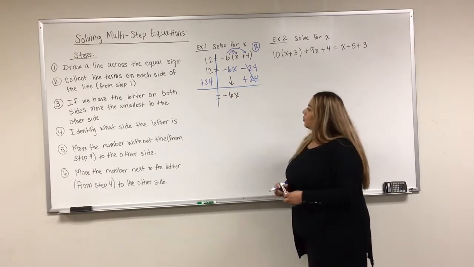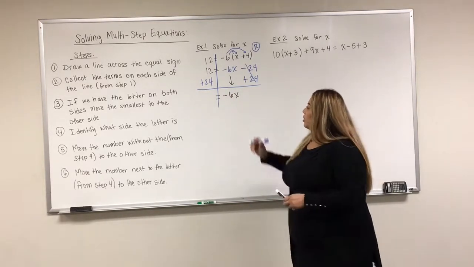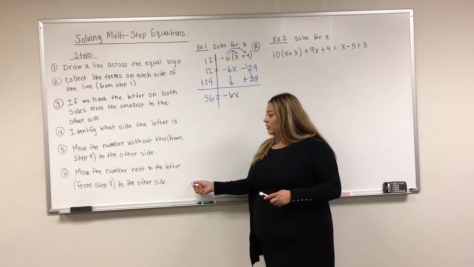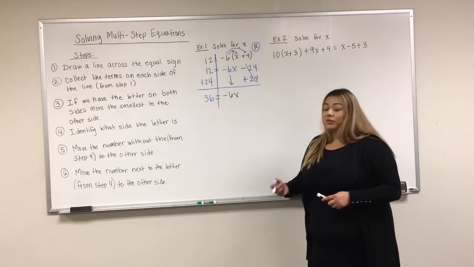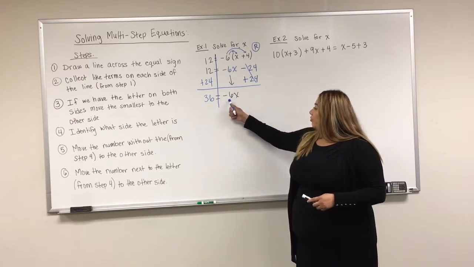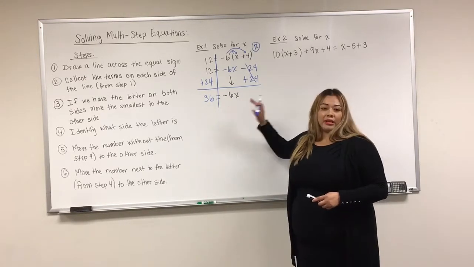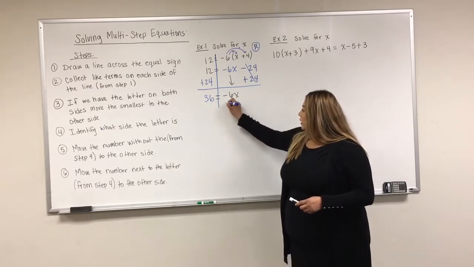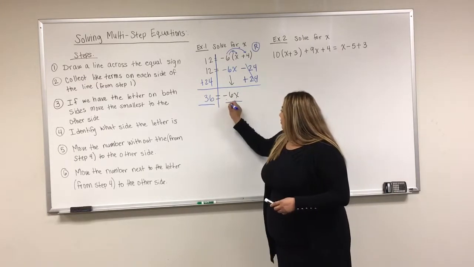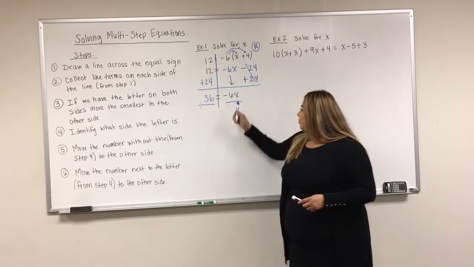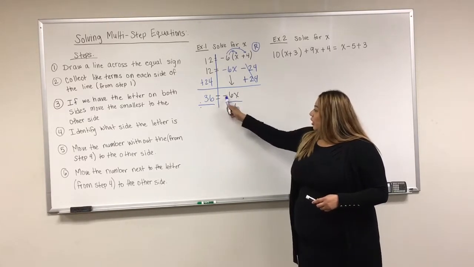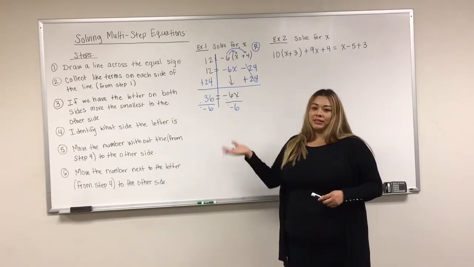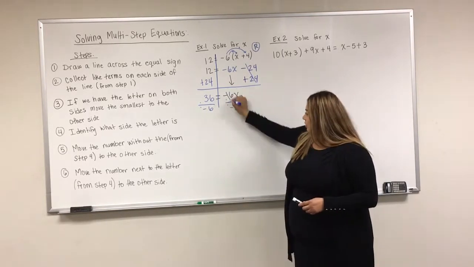-6x equals, what is 12 plus 24? 12 plus 24 will give us 36. Last step is going to move the number next to the letter to the other side. So we have -6x. Whenever you have a number like this next to the letter, this means multiplication. Opposite of multiplication will be division. So we're going to be dividing both sides by not only the 6, but also the negative. Whenever we multiply or divide, we want to keep the number as is. You want to take it all to the other side.